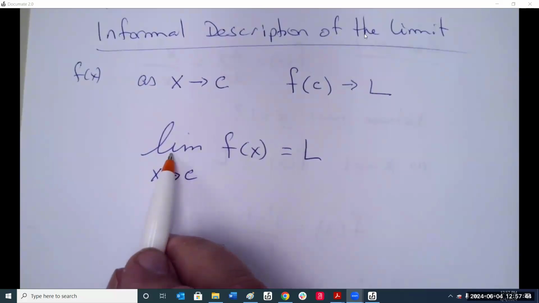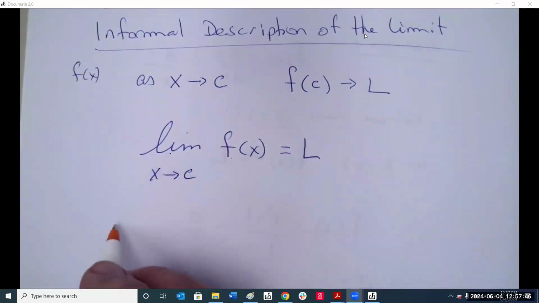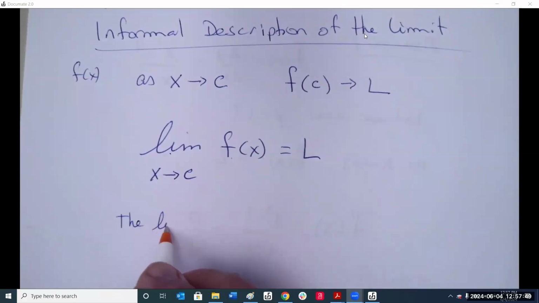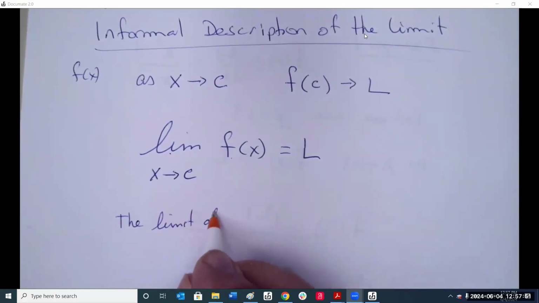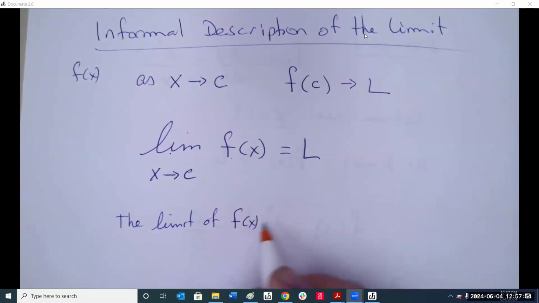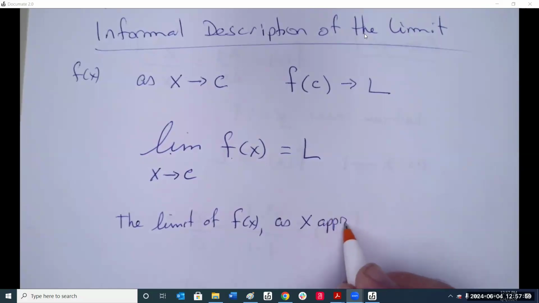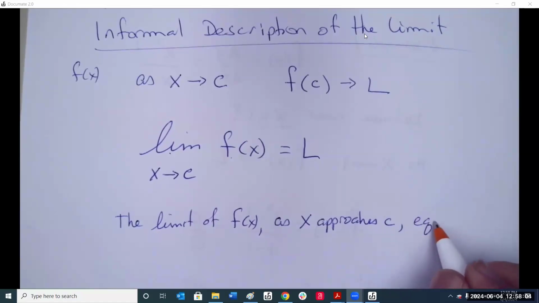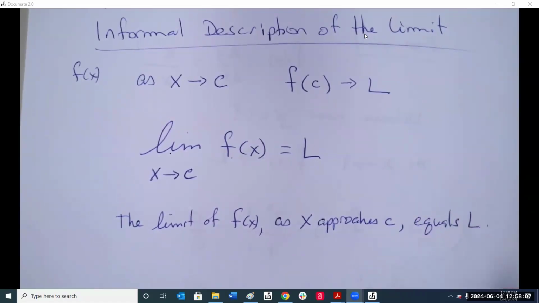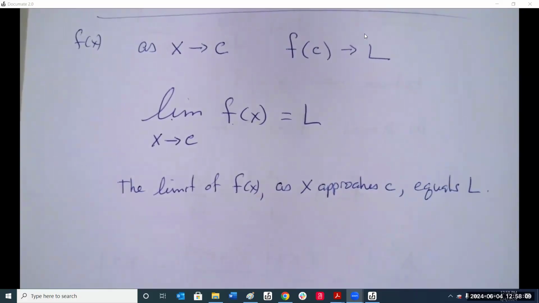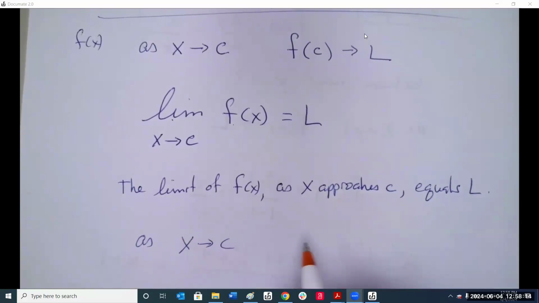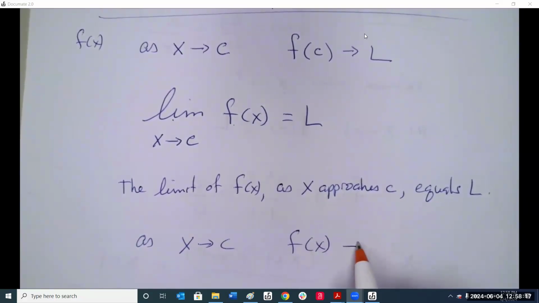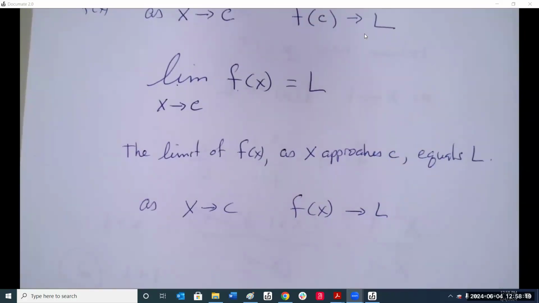The limit of f of x as x approaches c equals the limit value L. So as x approaches c, f of x approaches L. Some limit value.